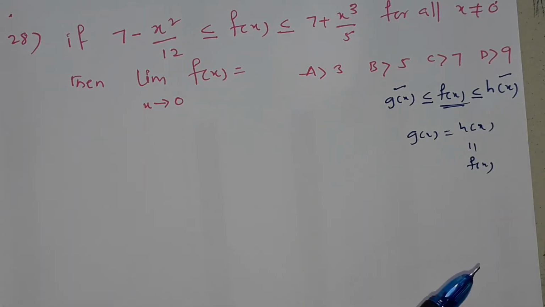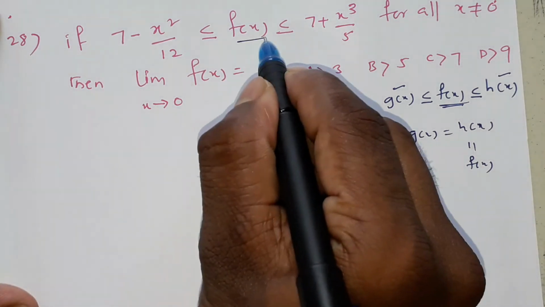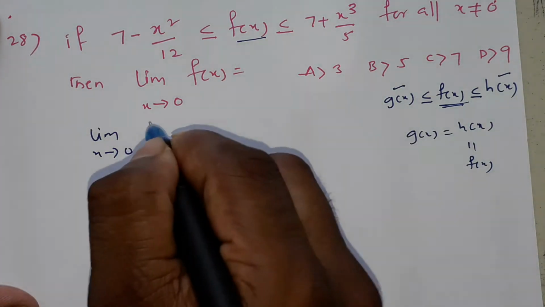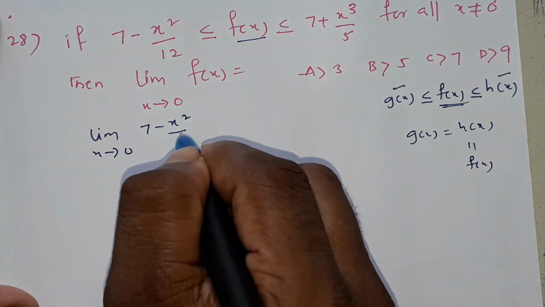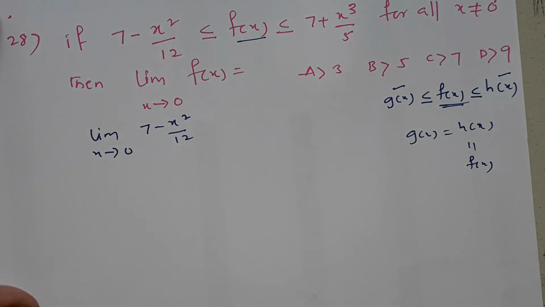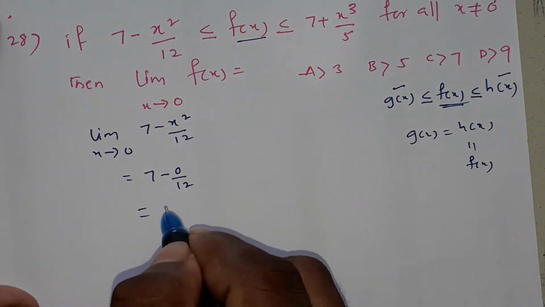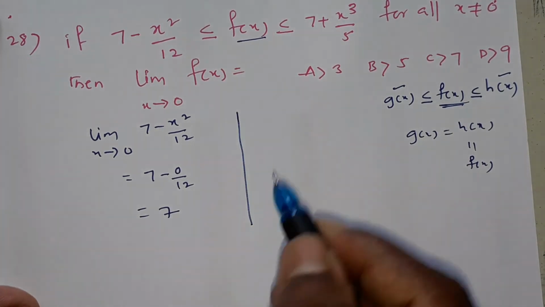Similar to the sandwich theorem. Sandwich means two bread pieces, and the middle is the curry, the same as it is. Here the curry is the f of x. Apply the limit x tends to 0 of 7 minus x square by 12. Apply the value: 7 minus 0 by 12 is equal to how much? 7.